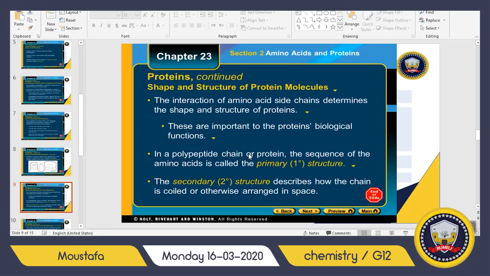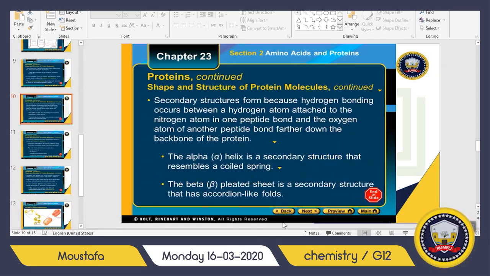In a polypeptide chain or protein, the sequence of the amino acids is called the primary structure, which is a straight structure. The secondary structure describes how the chain is coiled or otherwise arranged in space. We have two types of secondary structure. The first one is the alpha helix. The second one is the beta pleated sheet.